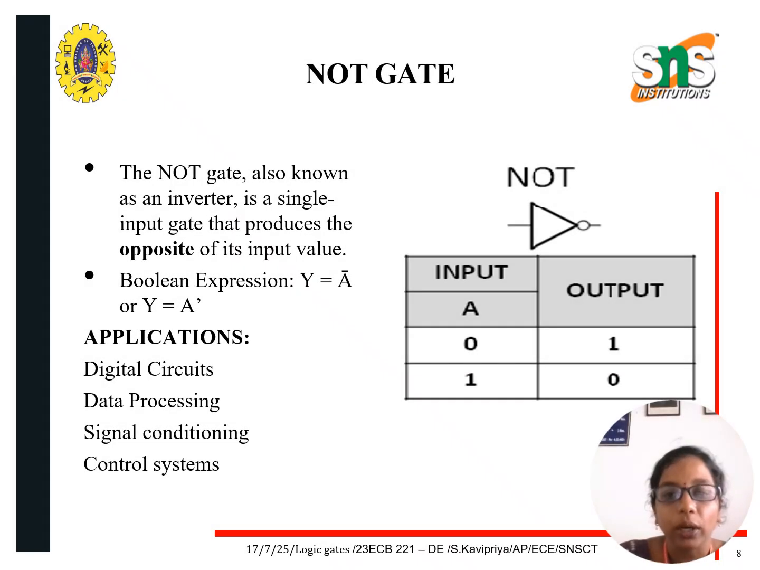And next is the NOT gate. The NOT gate is also known as the inverter, which produces the output exactly opposite to that of the input. The expression for the NOT gate is y equals a dash. If the input is 0, the output is 1. If the input is 1, the output is 0. It is used in digital circuits, for data processing, signal conditioning, and it also plays an important role in control systems.